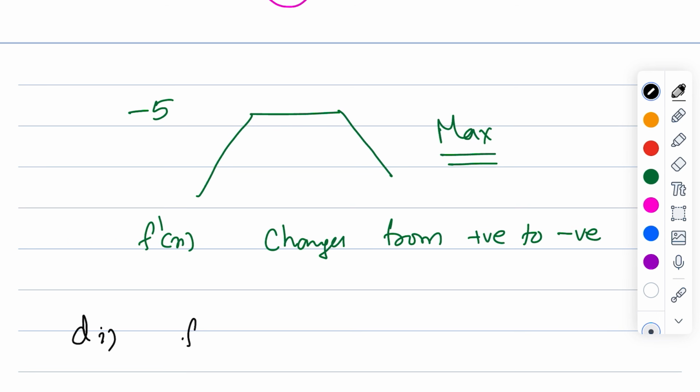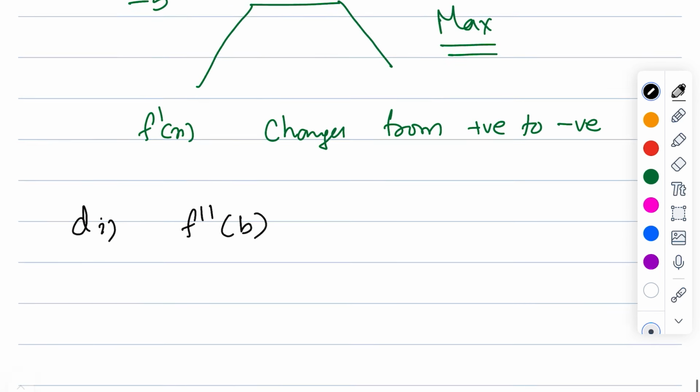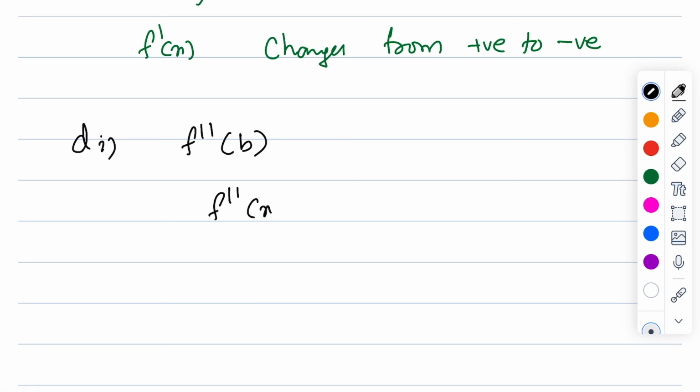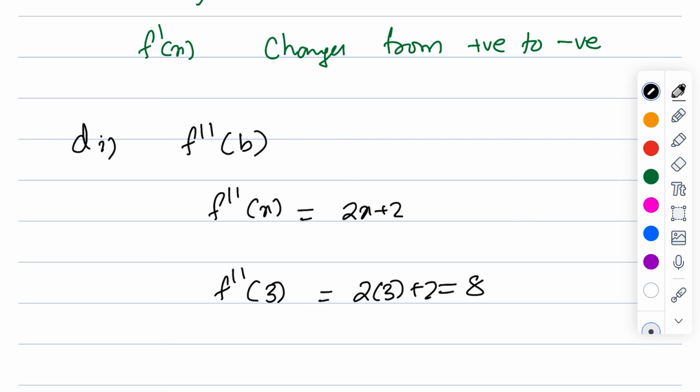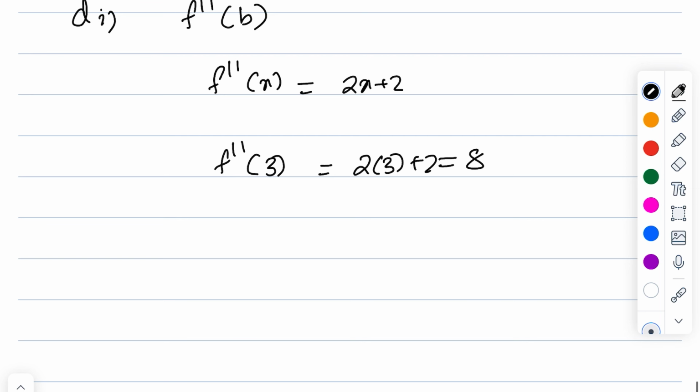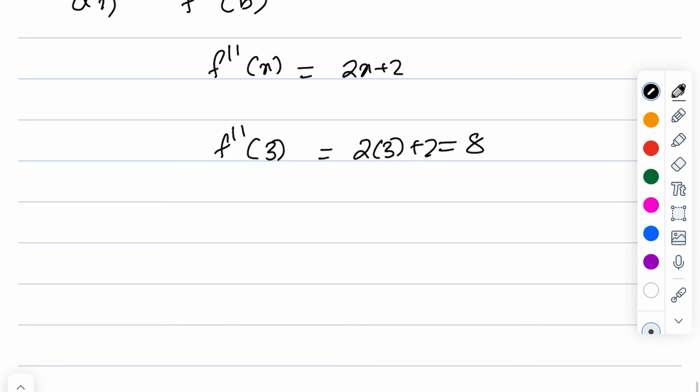D1: f double prime of b. First of all, what is f double prime x? Which is 2x plus 2. So f double prime of 3 will be 2 times 3 plus 2, which is going to be 8. Hence, use your answer in D1 to show that the graph has a local minimum point at b. We know that the second derivative is positive. If the second derivative is positive, it means it is going to be a minimum point.